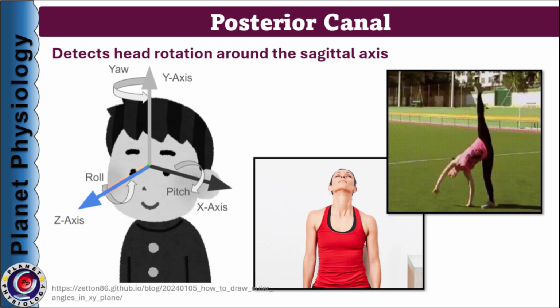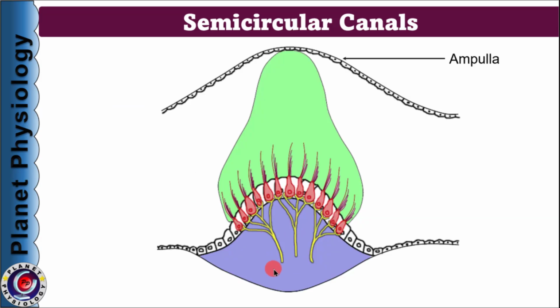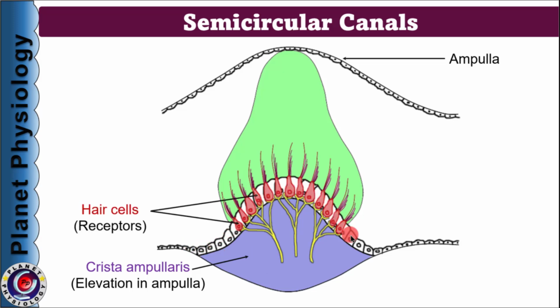Now let's take a closer look at the semicircular canals. One end of each canal widens into a dilated region called ampulla. Inside each ampulla lies a small elevation called as crista ampullaris, which is the receptor organ for detecting head rotation. The crista consists of sensory epithelium made up of hair cells and supporting cells. On the top of crista sits a gelatinous mass called cupula, which projects into the lumen of the canal and nearly touches the opposite wall of the ampulla.